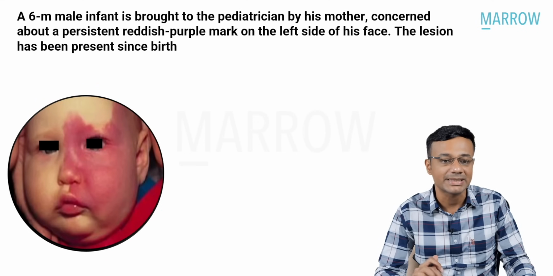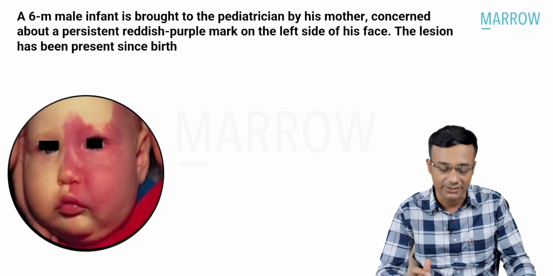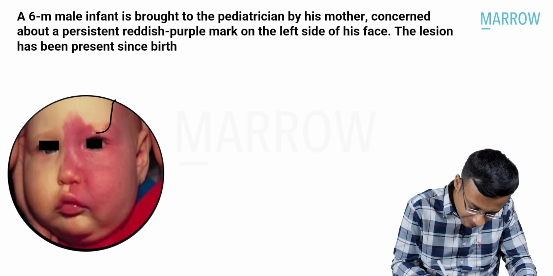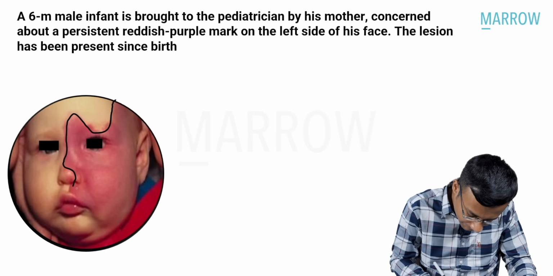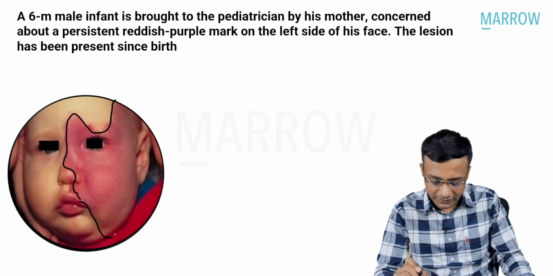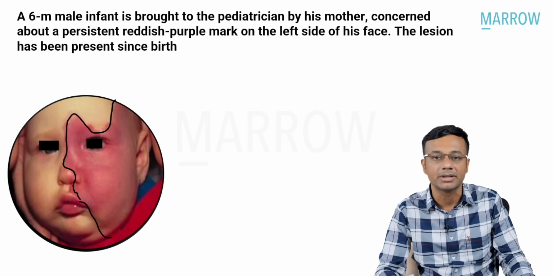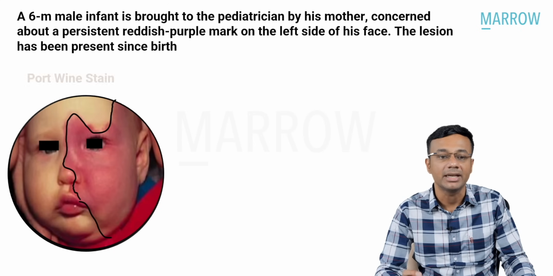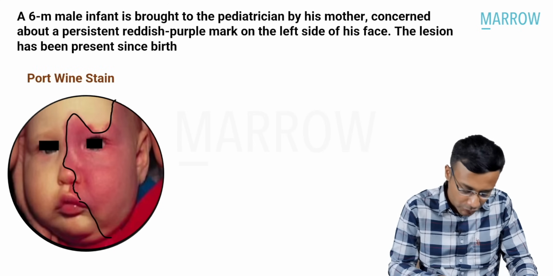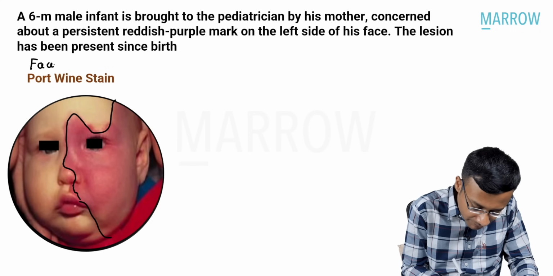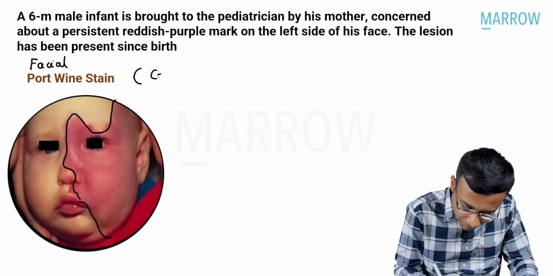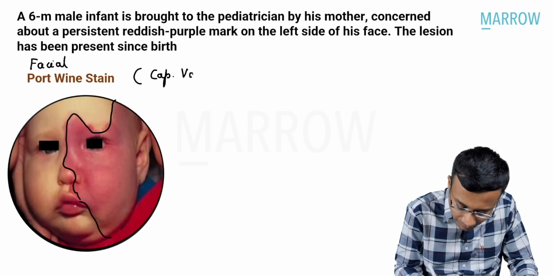The next case is of a 6-month-old male infant who is brought to the pediatrician by the mother, concerned about a persistent reddish purple mark on the left side of the face. On examination, we can see a unilateral reddish purplish skin lesion distributed over the face. It is persistent since birth. The correct answer for this question would be a facial port wine stain. So please remember, students, this is a facial port wine stain, which is an example of a capillary vascular malformation.